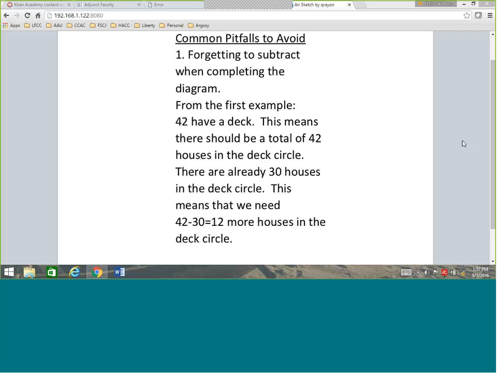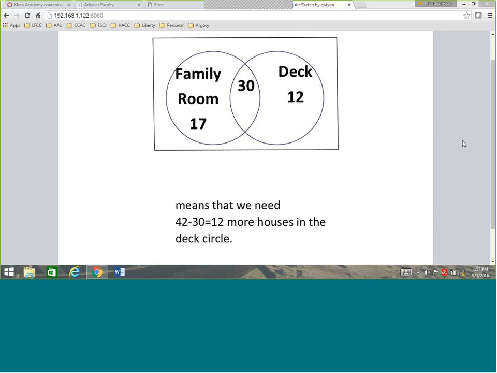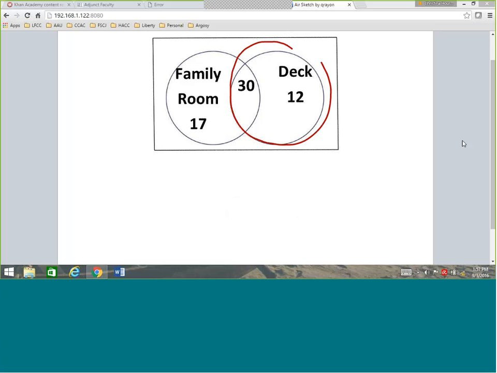If you notice that from the first example, 42 had a deck, but that means that I didn't write 42 in the diagram. I took 42 minus 30 and got 12, and so the total in the deck circle was 42. So forgetting to subtract is a common mistake. I've noticed as a common mistake in the past, people writing like 42 right there, but that's not correct. You need to make sure that the sum of the deck circle is 42. So you need to subtract the 30 to get the 12.